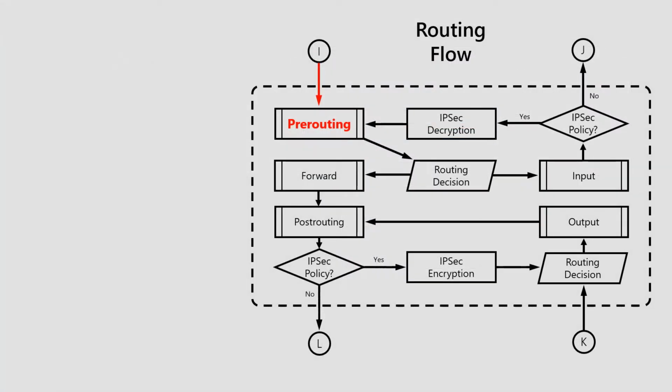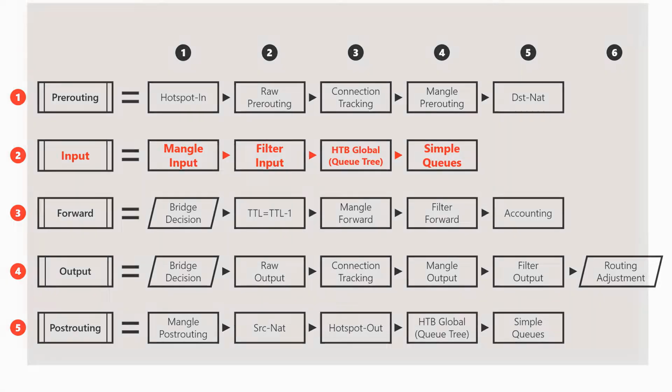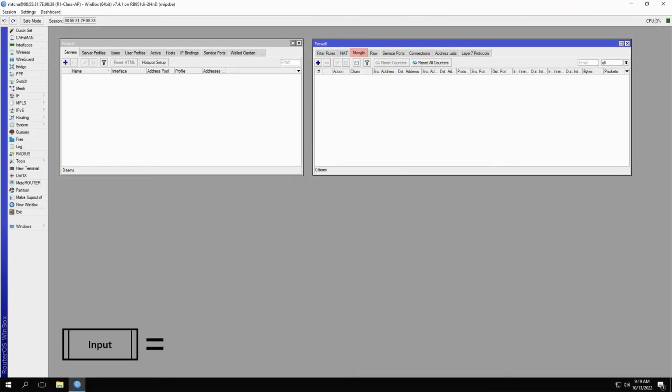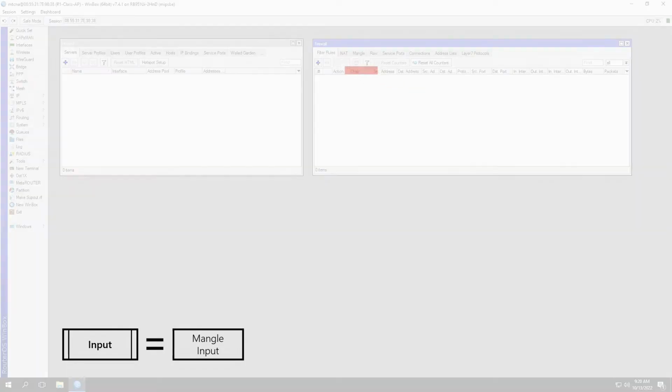Next, as we mentioned before, a packet whose destination IP address is assigned to the router will be regarded as input traffic and moves toward the input process. This process has 4 stages, namely mangle input, filter input, the queue tree, and simple queues. You can find mangle input in the mangle tab when creating a mangle rule. Therefore, mangle input becomes the very first step where a packet can be captured in the input process.